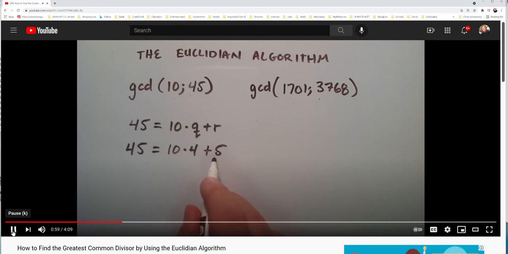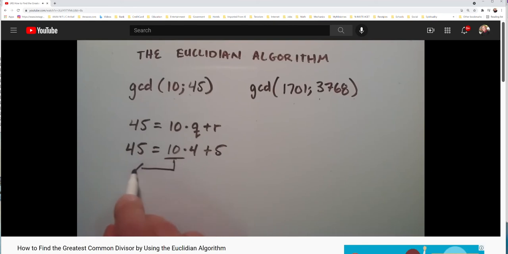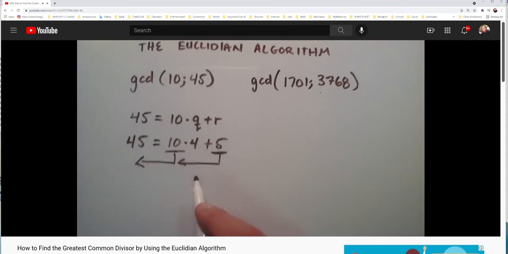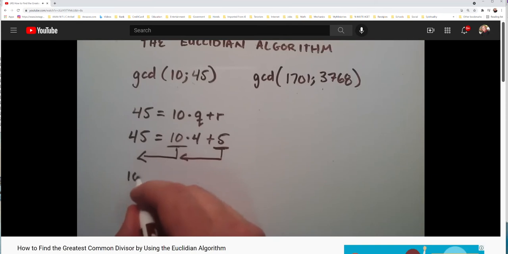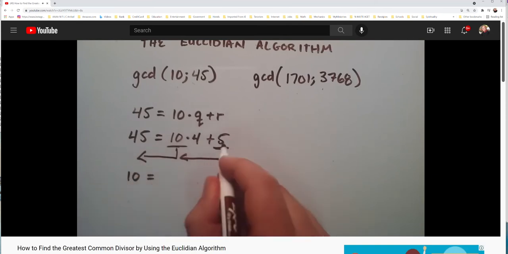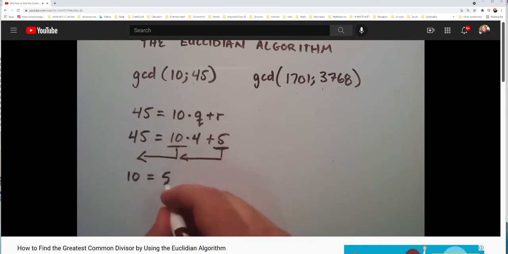The next step, and all the remaining steps, is we take the number in this position and move it to where this number was on the left-hand side. Then we take our remainder and move it to where this number was. We follow this pattern all the way down until we get a remainder of 0. So for our case, we get rid of the 45 and move the 10 where the 45 was, and then the 5 goes where the 10 was.